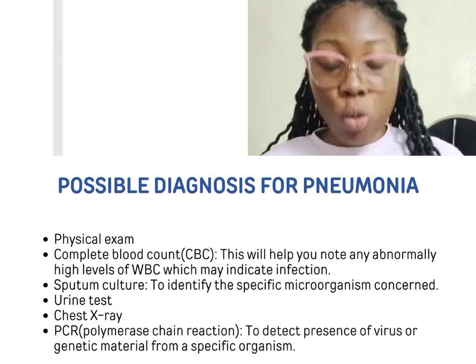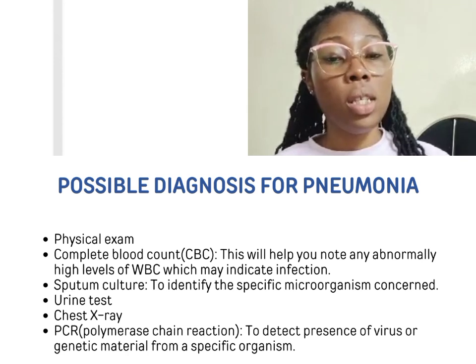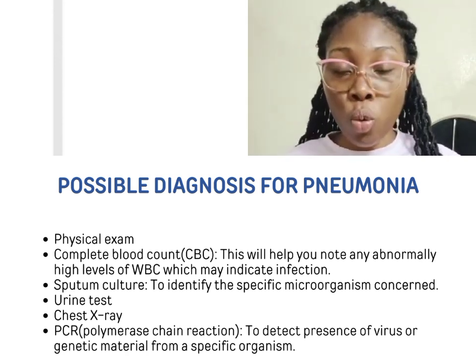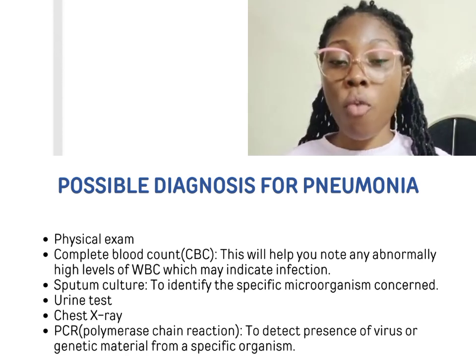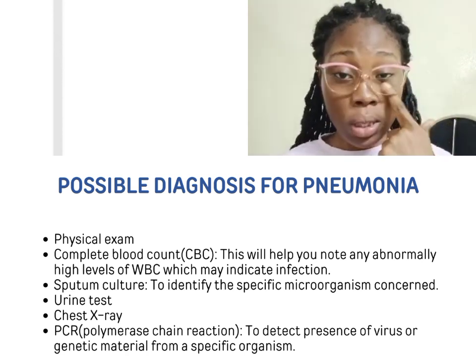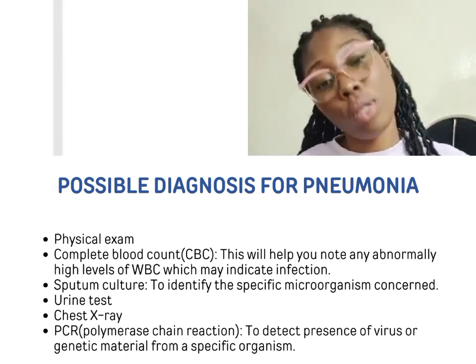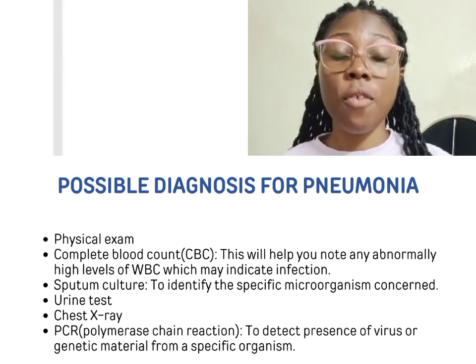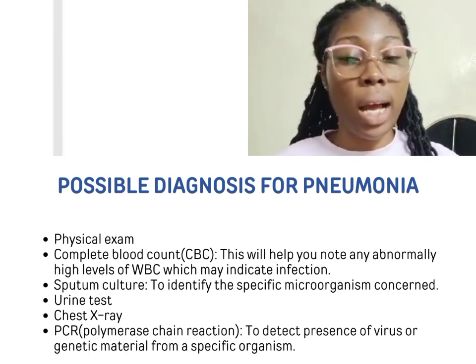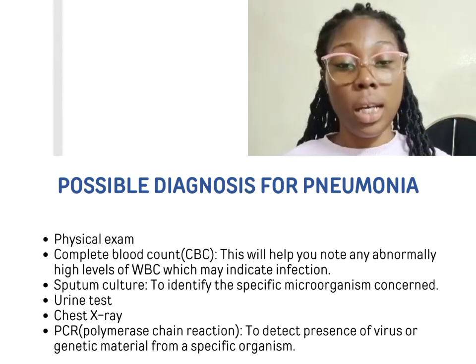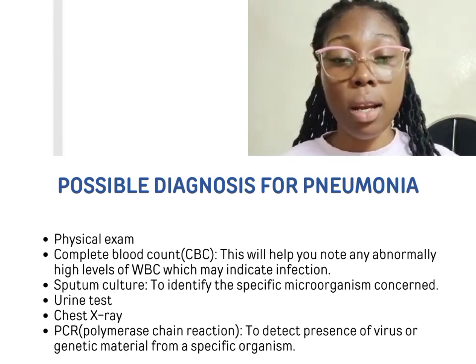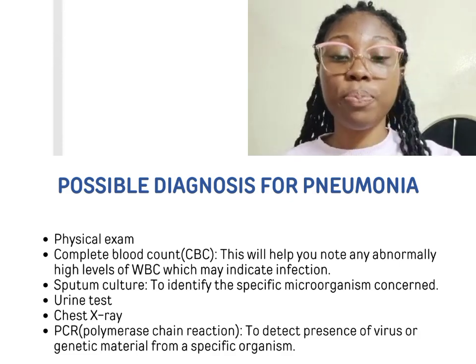We have also blood tests like CBC, also known as full blood count, which can reveal the level of white blood cells. If it shows an abnormally high level of white blood cells, it could show that this individual has an infection, or the body is trying to fight against something foreign in it. That is why it has an abnormally high level of white blood cells.